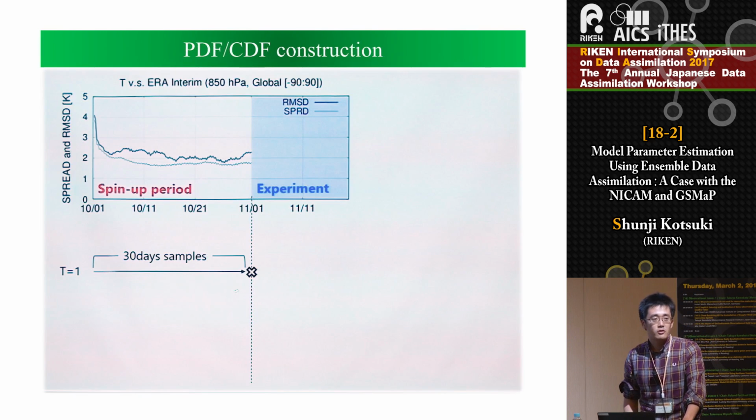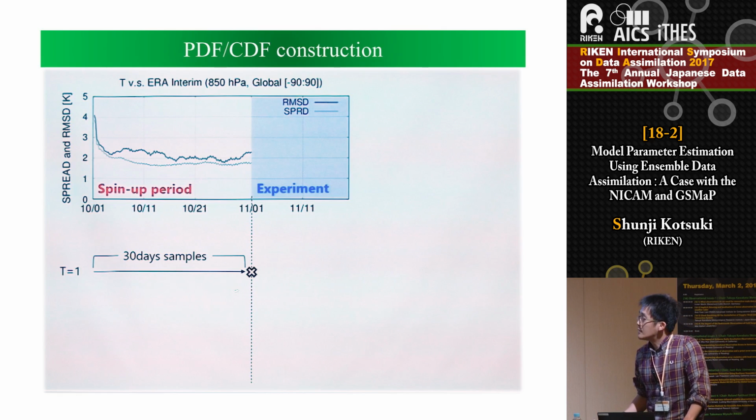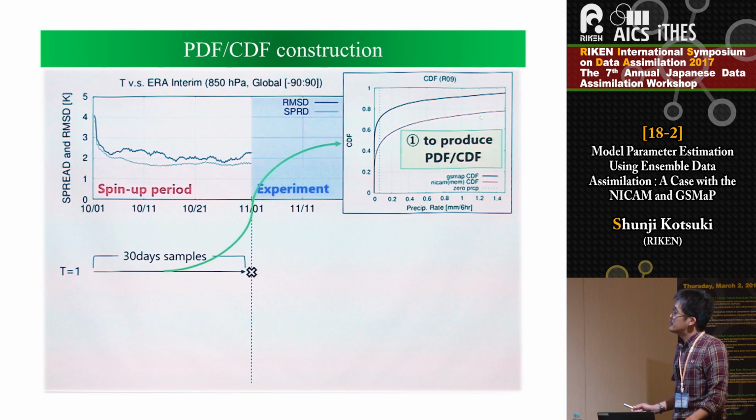So we are proposing the flow-dependent construction of the PDF. We conduct a spin-up experiment of, say, 30 days, and when it starts, we can obtain 30 days of samples for precipitation. Based on these 30 days of precipitation samples, we construct a PDF or CDF at each grid of the model and observation. Here is an example.